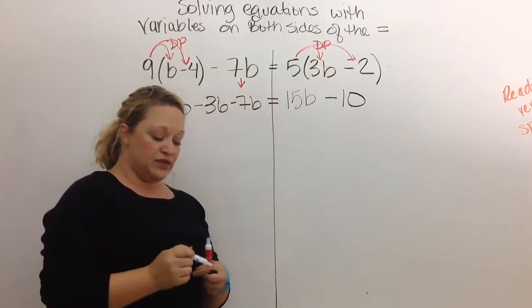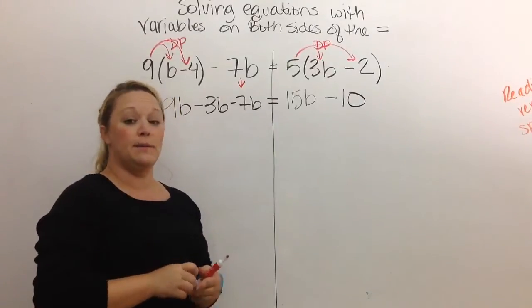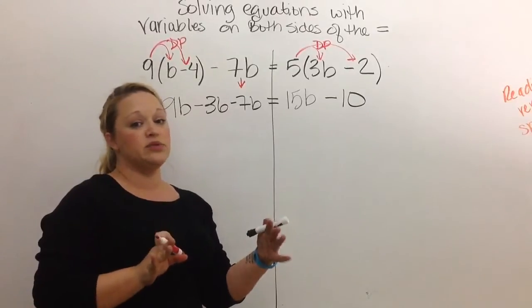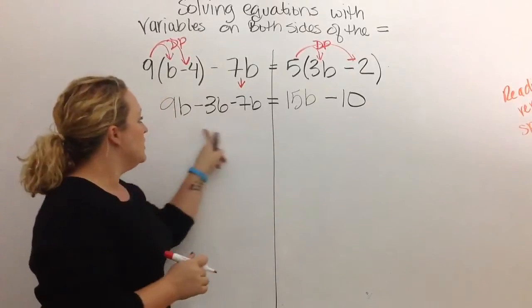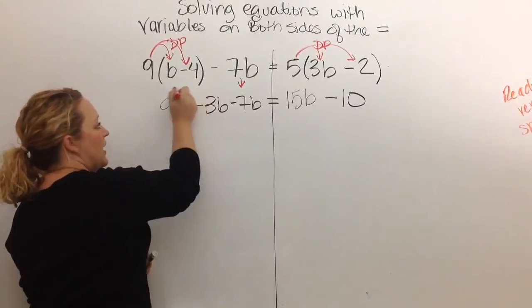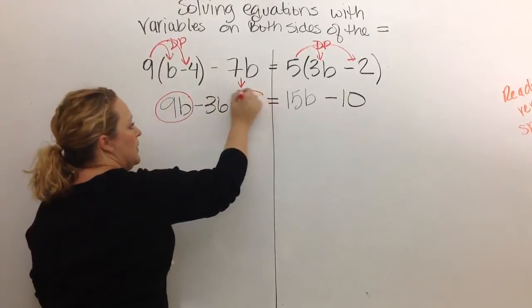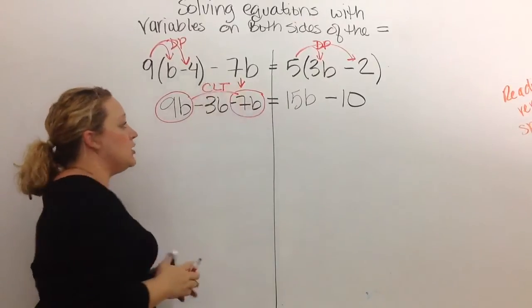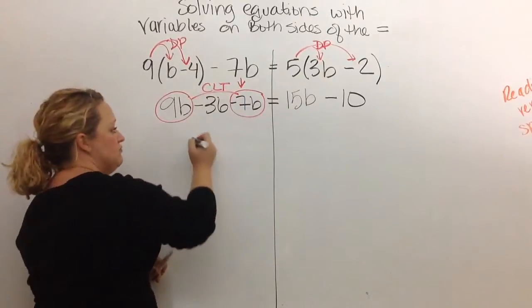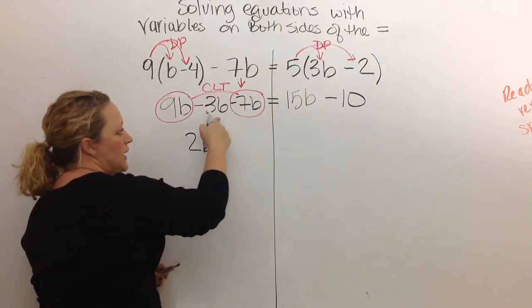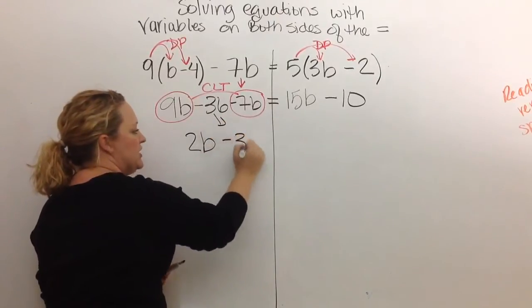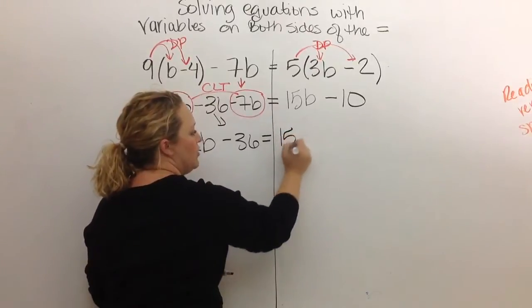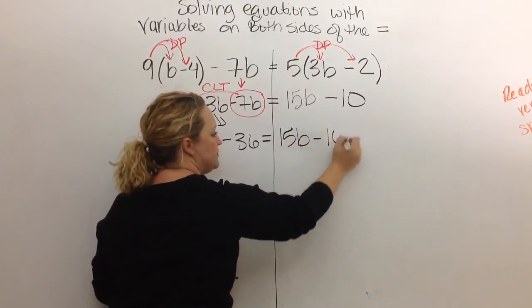Now, normally after distributive property, I can look and see if I can combine like terms. Combine like terms is where you can look and see if the variables are the same, you can put them together. So on the left side, I have a 9b minus a 7b, which means I can combine like terms. 9 minus 7 is 2. So I have 2b. I'm going to bring that 36 down. I'm going to bring the equal sign down. And I'm going to bring everything on the right side down as well.